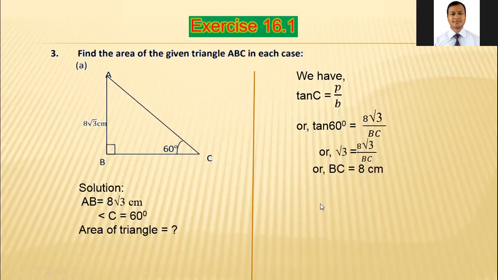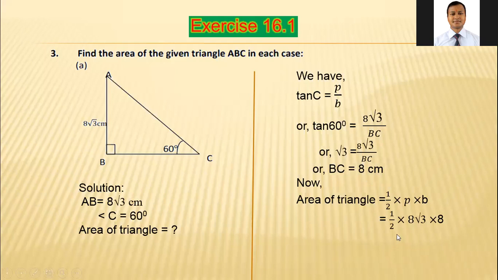If we know the value of BC, now use formula of area of triangle, which is 1 by 2 P into B. 1 by 2, 8 root 3. Perpendicular is 8 root 3 into B, 8 centimeter. Just we calculated here. Now 2 4 is 8. 4 8 is 32 root 3 centimeter squares. If there is no problem, let's move to next question.